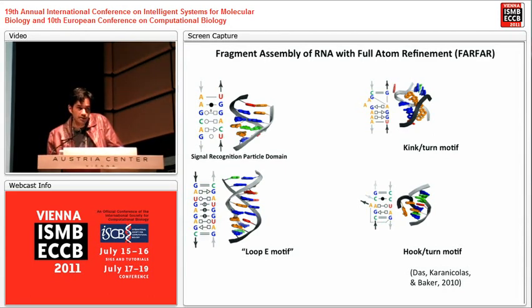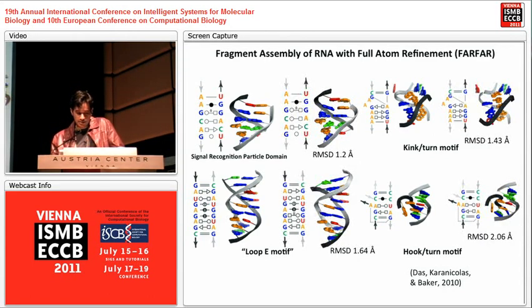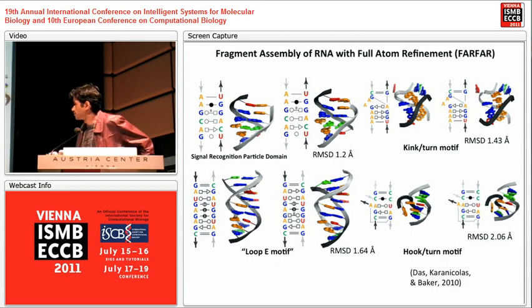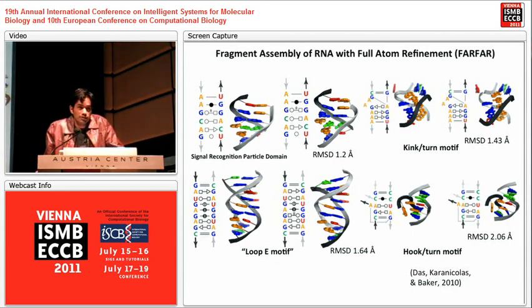We were pleased to find that in many of these cases, FARFAR produced lowest energy conformations that recovered the non-canonical base pairing pattern seen in the crystal structures, as shown here in these symbolic Leontis-Westhof annotations. In three dimensions, these models recovered the structures seen by crystallography to RMSDs of 2 angstroms or better, tantalizingly close to atomic resolution. But you should be suspicious here.